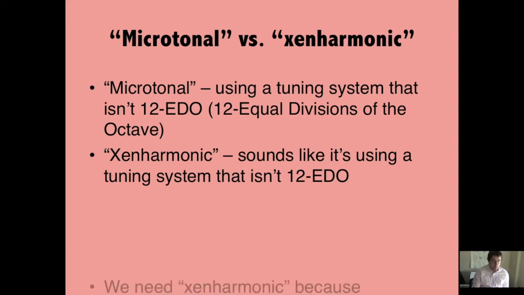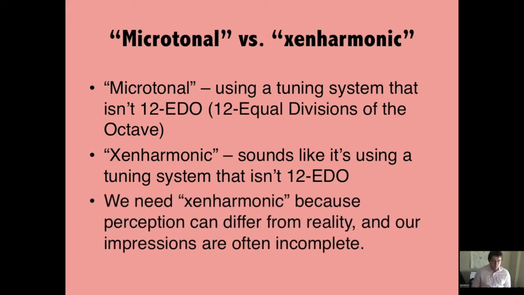So that's really important. You could say that the word microtonal describes what something is conceptually, while the word Xenharmonic describes how we perceive it. And thus the word Xenharmonic was needed because what we perceive is often different than what is happening in reality. So the word microtonal simply tells us about the tool we're using, while the word Xenharmonic may describe the affect, or how our ears interpret things. Defining Xenharmonic as not sounding like 12 EDO has a few problems with it, though.